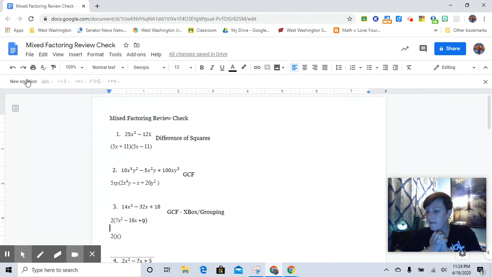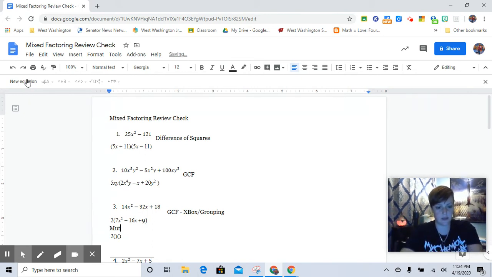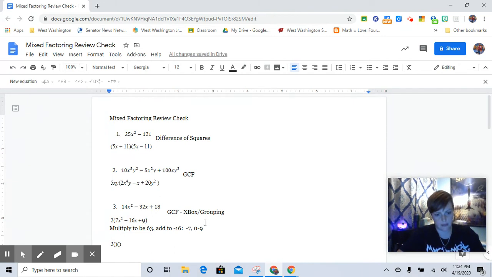So we are going to look at this. We need 2 numbers that multiply to be a times c, so multiply to be 63, which is 7 times 9, and then they add to negative 16. And those numbers are going to be negative 7 and negative 9.